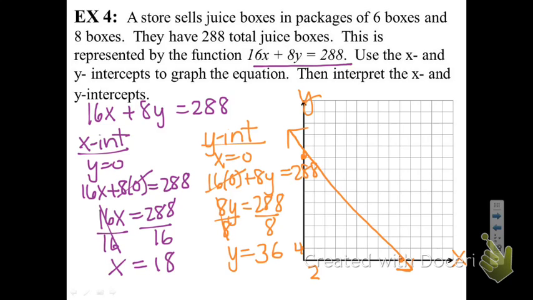And the last thing it says is interpret what the x and the y-intercepts mean. So what this means is we get (0, 36) for the y-intercept and (18, 0) here. So it says that you can either have 18 packages of, this should say 16 boxes, or 36 packages of 8 boxes. And that's what I would have you write at the end.